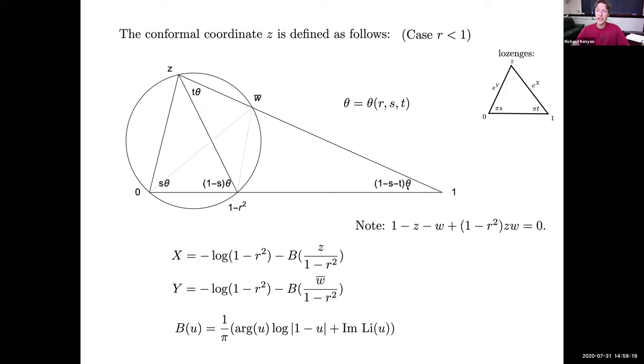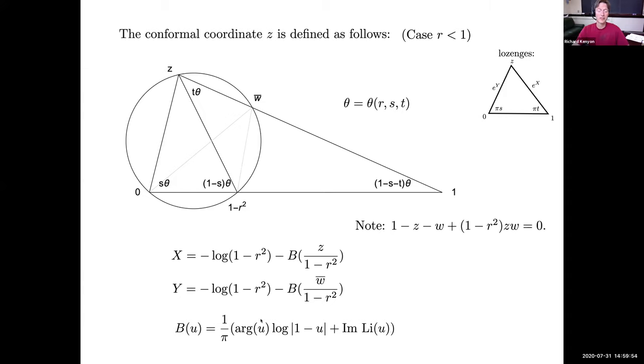The quantities x and y, which in the lozenge case were just the exponents of the side lengths, are more complicated now, but they have quite explicit expressions in terms of the conformal parameter z. X is minus log of 1 minus r squared, minus b of z over 1 minus r squared, where b is this dilogarithm-like function. b of u is 1 over pi, arg u times log of the absolute value of 1 minus u, plus the imaginary part of the dilogarithm of u.